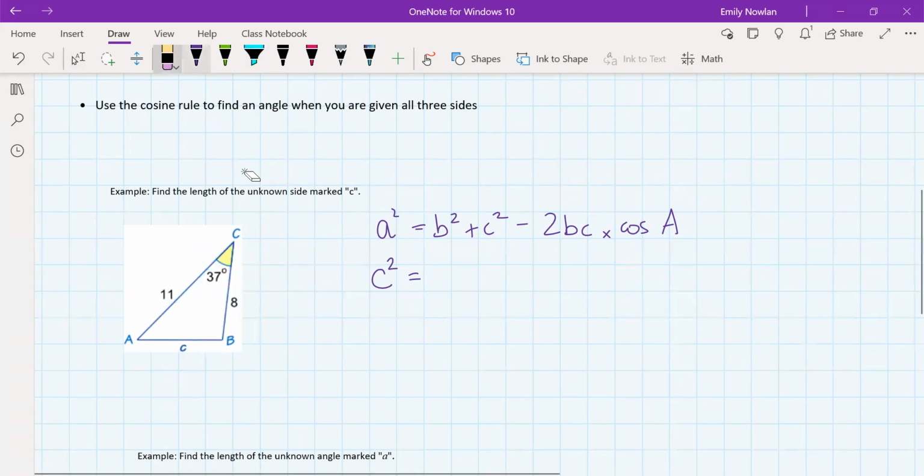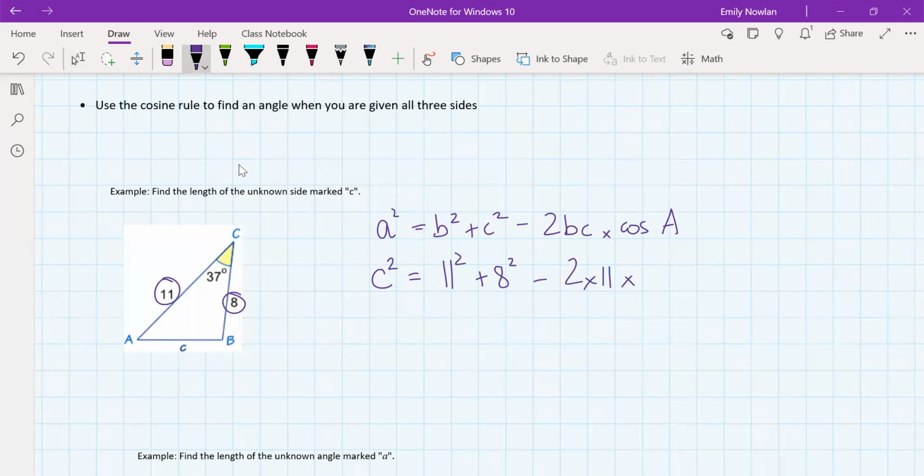So what are we going to need to do here? The B squared and C squared are the two sides. So that's my B squared and that's my C squared. Doesn't matter which order I do it in. 11 squared plus 8 squared minus 2 times 11 times 8 times cos of the included angle, 37. We can work all that out on our calculator, and we get C squared is equal to nearly 44.4401, and so on. Leave all that in your calculator. Find the square root of it, and let's round it off to two decimal places.